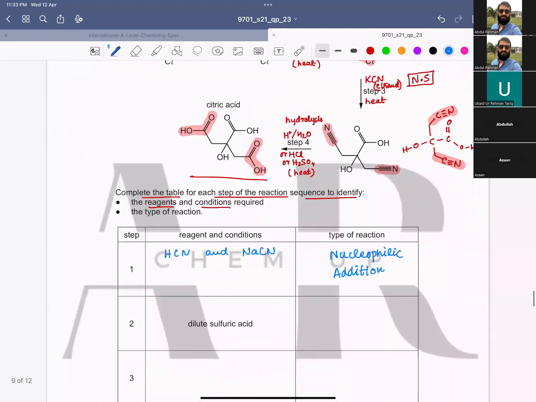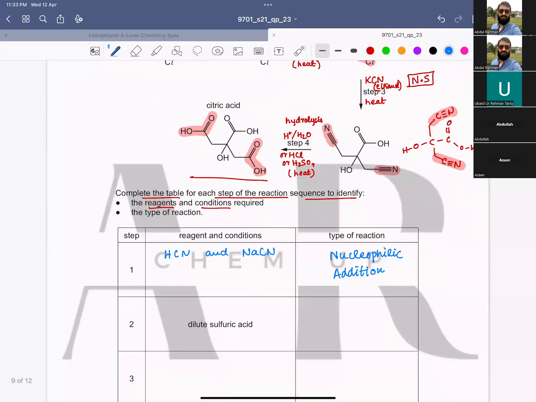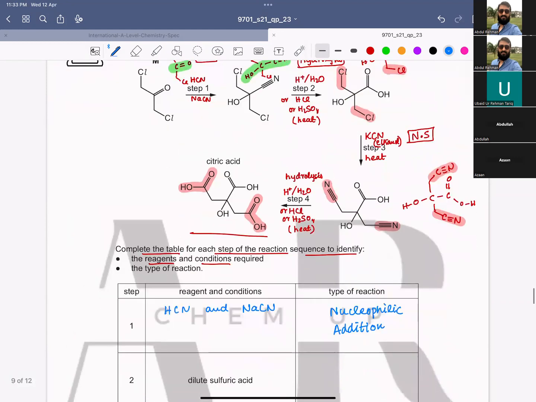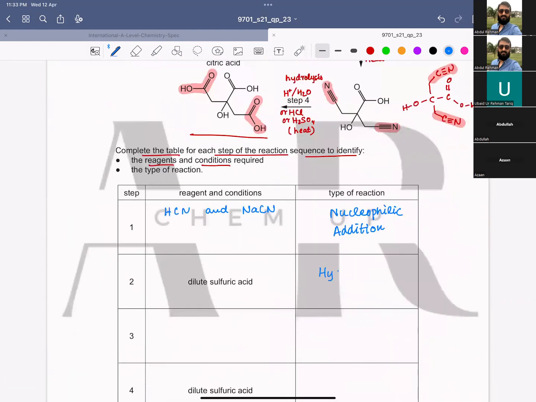Now let's look at step 2. They have provided you dilute sulfuric acid. And now you have to write the type of reaction. So we have decided that it's a hydrolysis. So I may write hydrolysis over here.